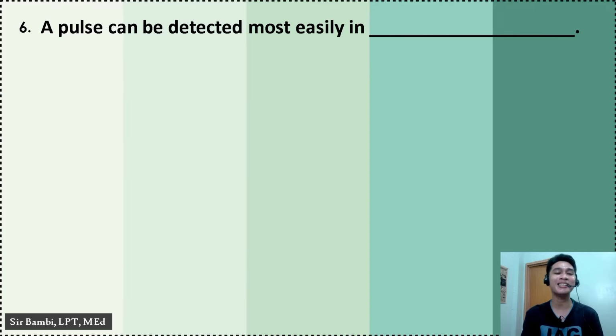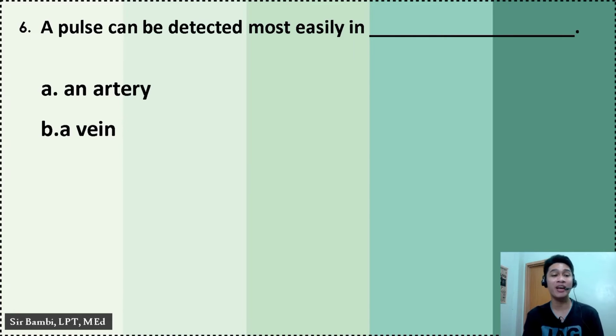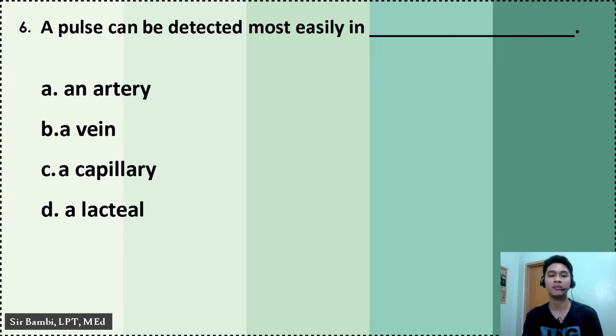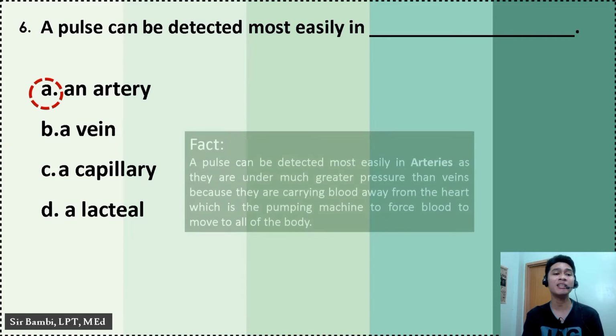Number 6. A pulse can be detected most easily in A. An artery, B. A vein, C. A capillary, or letter D. A lacteal. The correct answer is letter A.